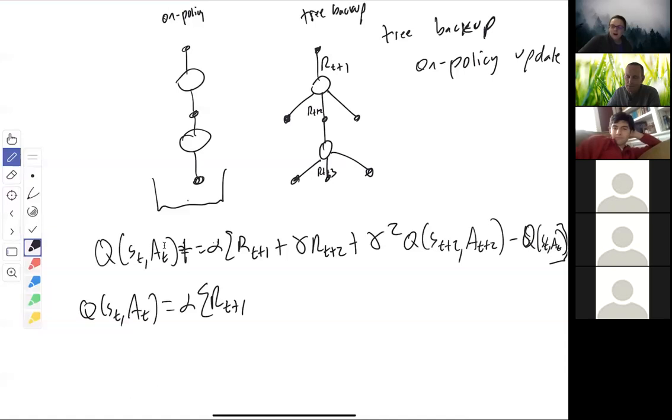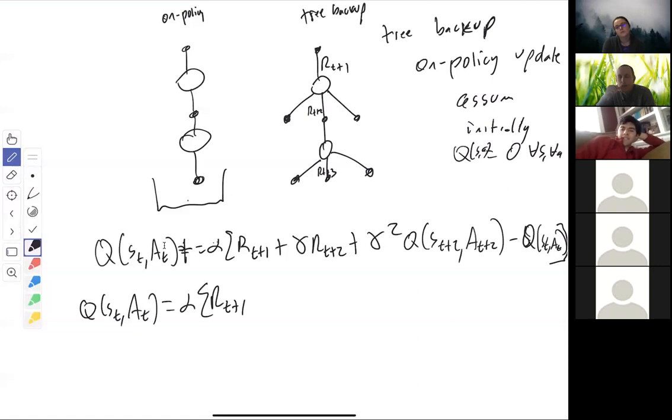So how do I want to do this? I guess here's what I want to do. So let's assume initially Q equals 0 for all S and A. Okay, so we're equal to zero and we have an equiprobable policy.